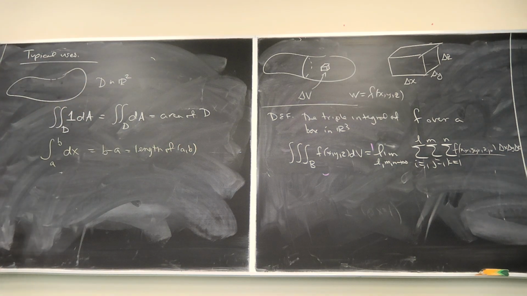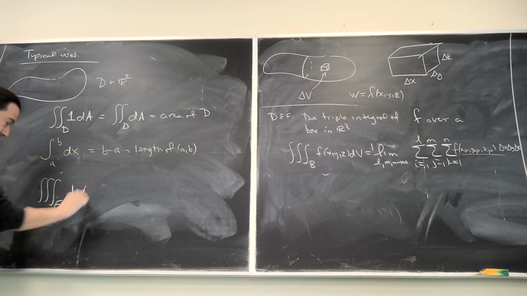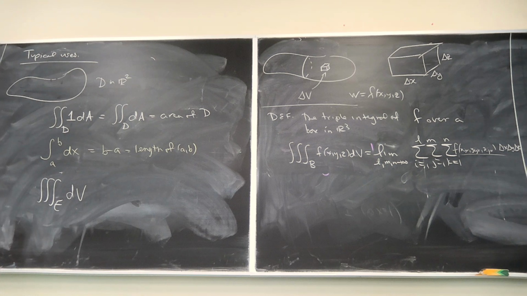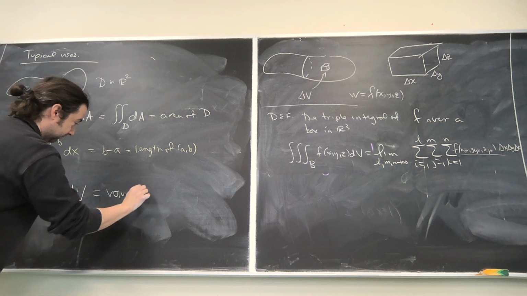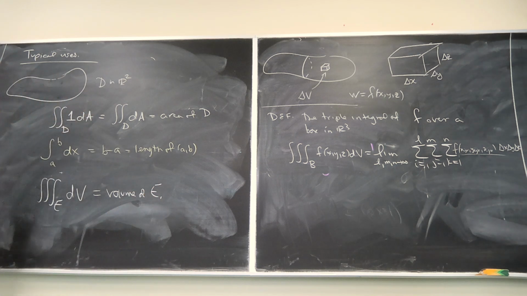So what should this be? What if I did a triple integral over some region in space, E dV? Volume. Okay, so these are some sort of typical things that show up when you start doing this.